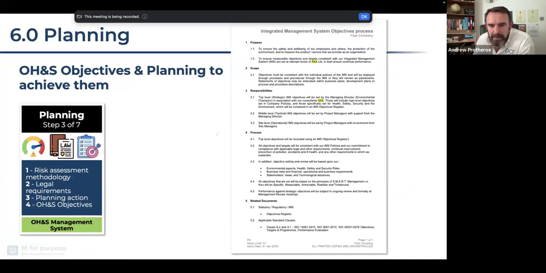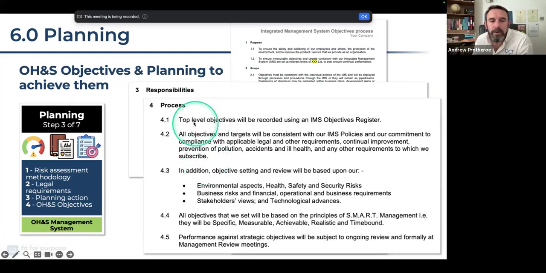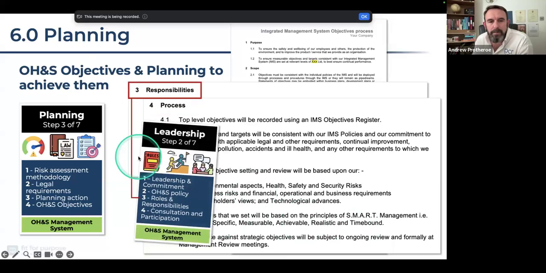Objectives. Again, think about it, the policy, the risk assessment methodology, and the objectives are going to tell us what we're going to do. Really important. Objectives and planning to achieve them. Are we going to have a document? I'm going to have a document, and I'm going to set objectives at strategic, tactical, and operational level. That way, I can give ownership to people. There's going to be a process. I'm going to be saying who is doing what, and I'm going to be using SMART objectives. And think about it, bang, we've hit another clause, responsibilities. There it is, roles, responsibilities, and authorities.